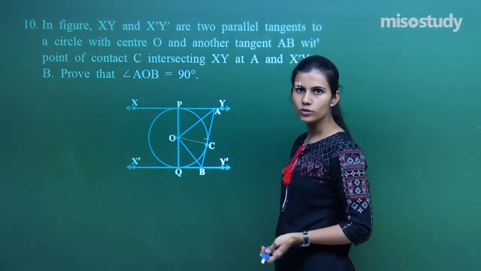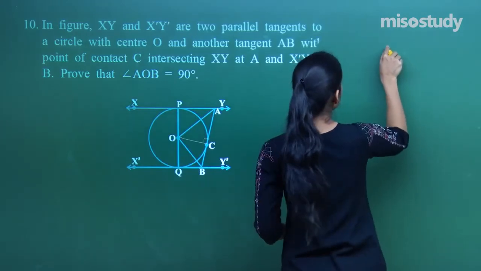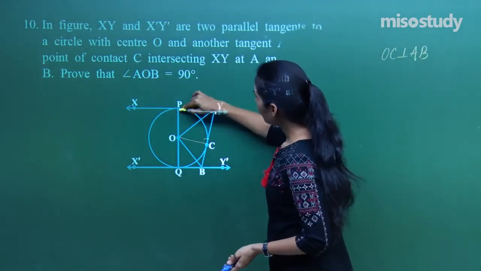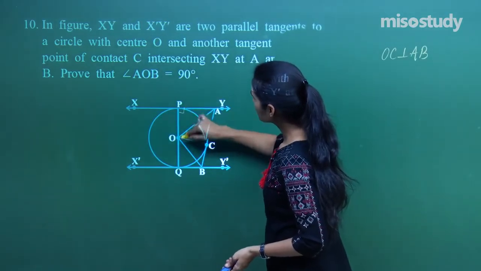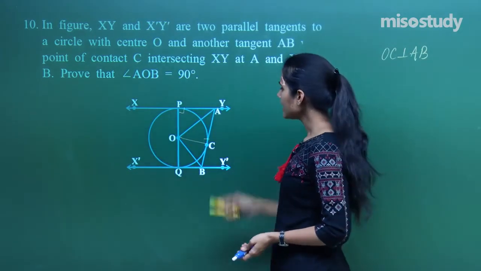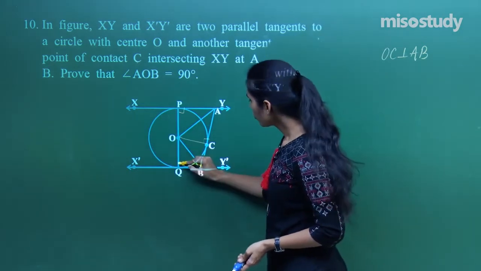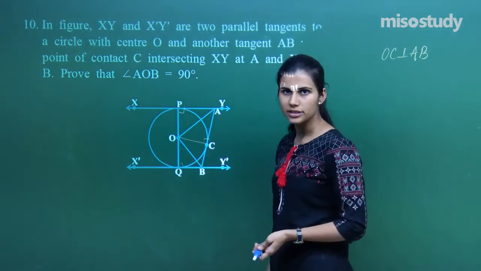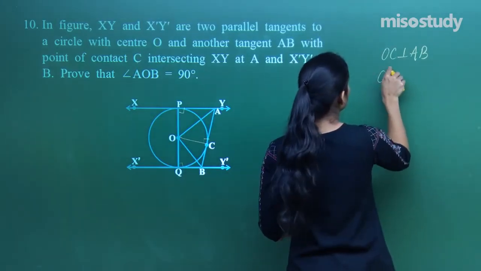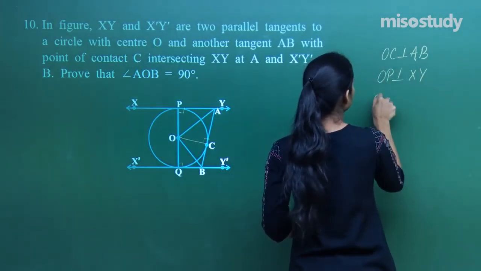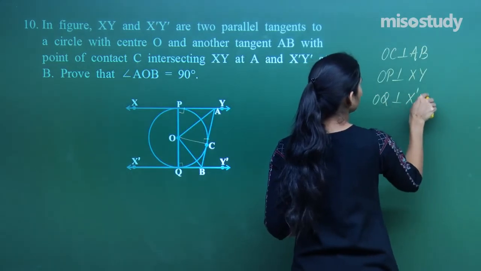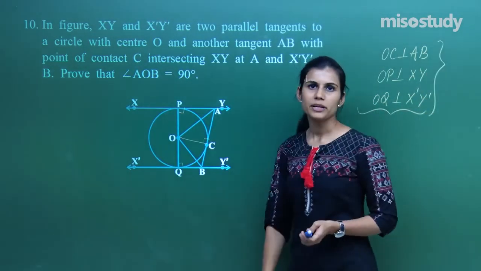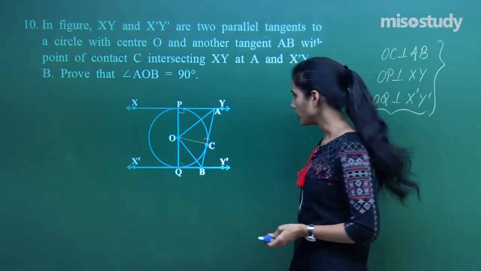AB is the tangent, so OC will be perpendicular to AB. Moreover, OP will be perpendicular to xy because OP is also the radius and xy is the tangent. Similarly, OQ will be perpendicular to x dash y dash because OQ is the radius and x dash y dash is the tangent. So, I will have OP perpendicular to xy and OQ perpendicular to x dash y dash. Exact same reason that the radius is perpendicular to the tangent through the point of contact.